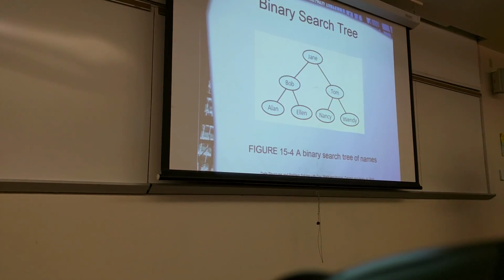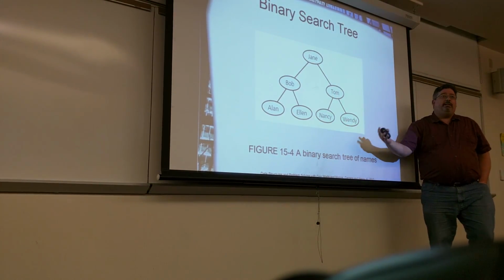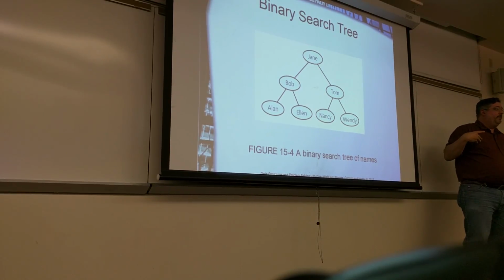But here is a picture just using names, alphabetized, of course. So my root is Jane, and you'll notice that this whole subtree, Alan, Bob, and Ellen, are all less than Jane, alphabetically, not like the value of their person, just alphabetically. So Alan, Bob, Ellen, less than Jane. Nancy, Tom, Wendy, they're all greater than Jane.